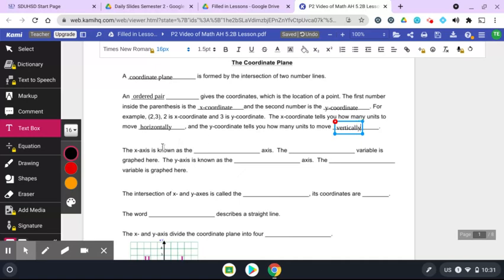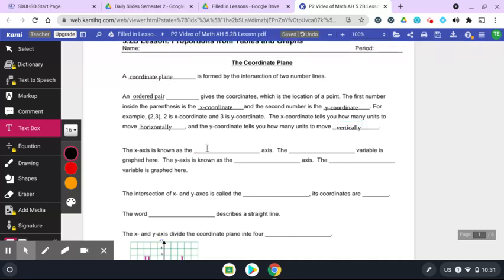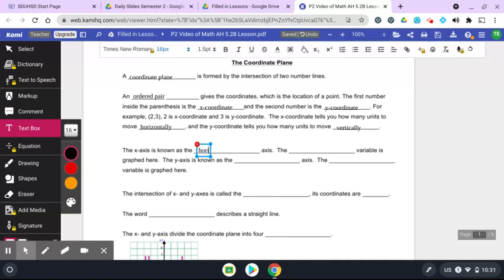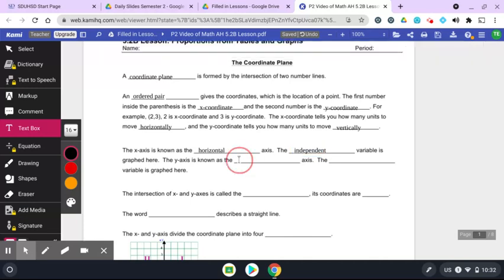Okay, the x-axis is known as the independent axis or the horizontal axis. So horizontal axis. The independent variable is graphed here. In science, you call it the cause and the effect. This is the cause. In math, we call it the independent and the dependent. The independent variable is graphed here, and the y-axis is known as the vertical axis.